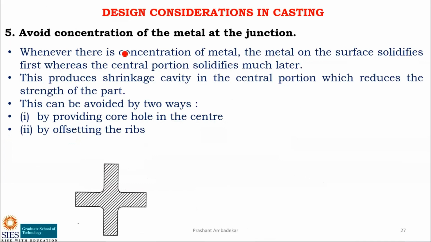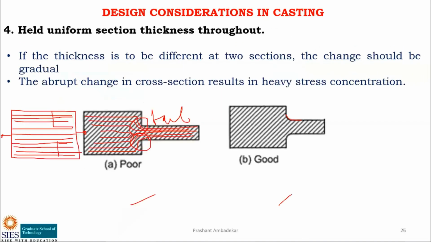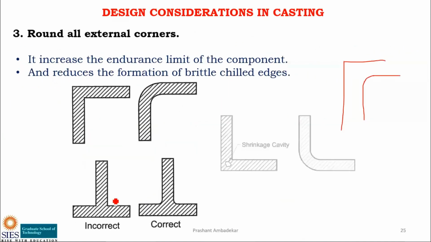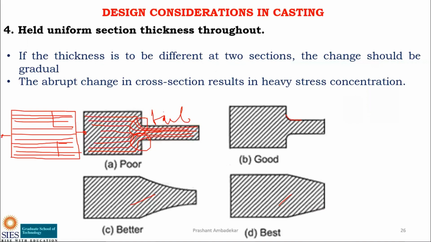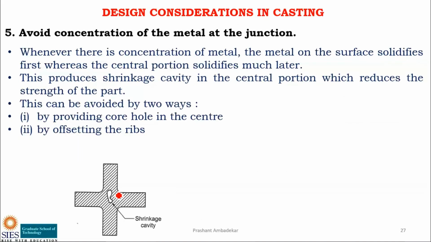Okay, next is avoid stress concentration of the metal at the junction. So you can see here. Now as I explained in the earlier slide, somewhere here, this is the part which will solidify at the end. It will solidify at the very end. In the same way if it is like this, here also, this is the part which will solidify at the end, and here also there can be formation of a shrinkage cavity. So the same thing is written here.